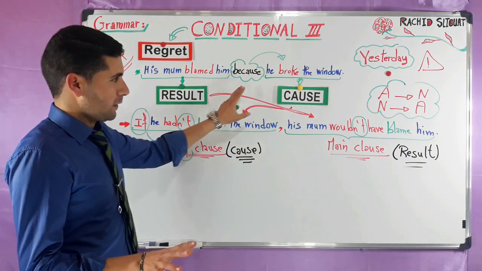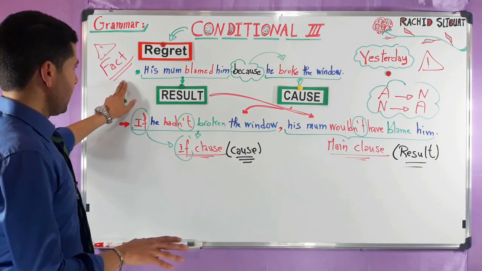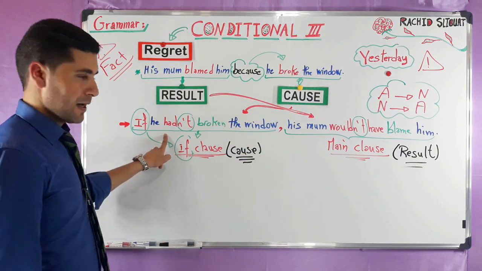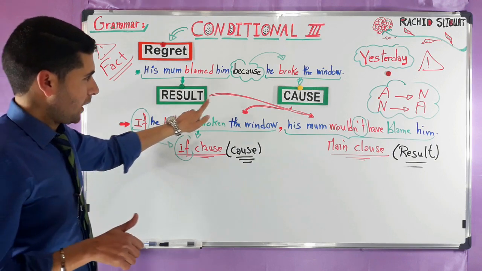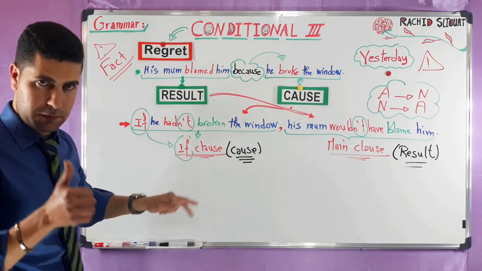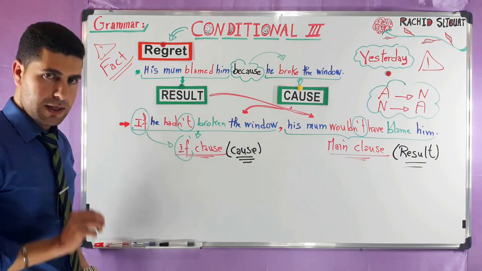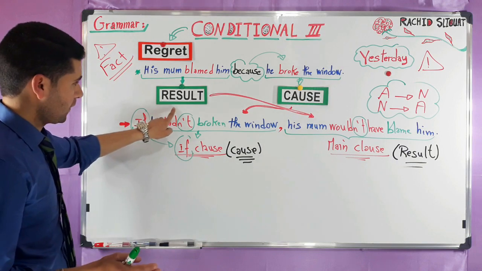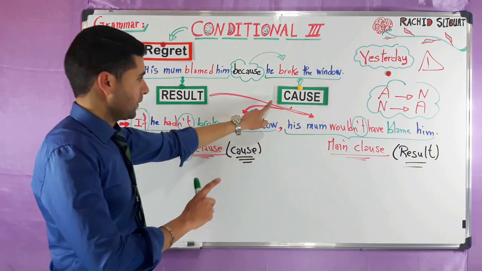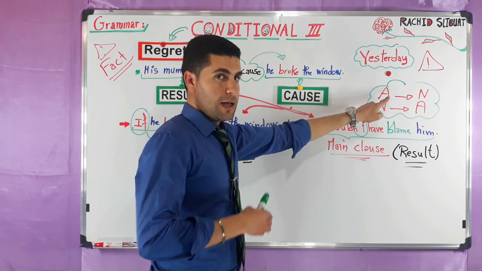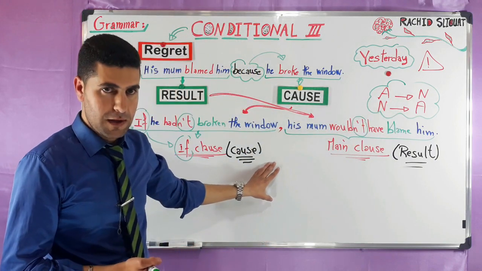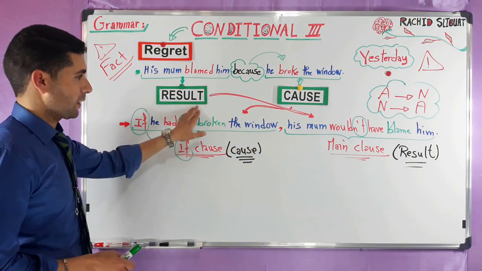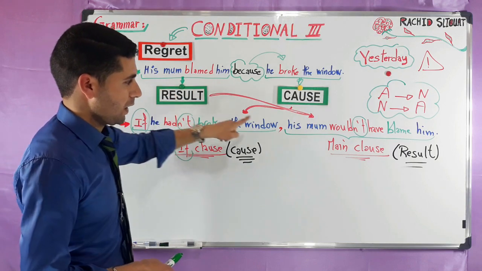Now we have seen how to move from a fact into a conditional 3. Number 1, we saw where the cause is and where the result is. Number 2, remember, the cause is always with the if clause and the result with the main clause. If the cause is affirmative, in the conditional it becomes negative, and vice versa. The same thing goes for the result. When it is affirmative like this one, it becomes negative.